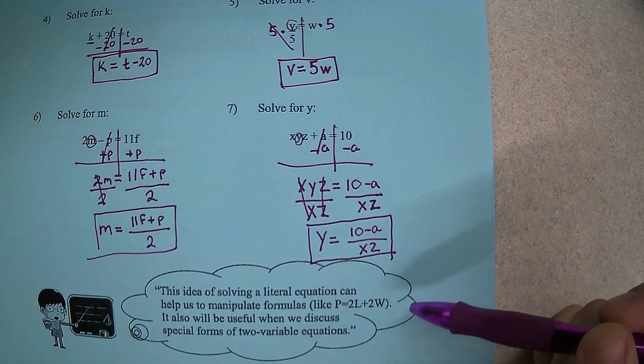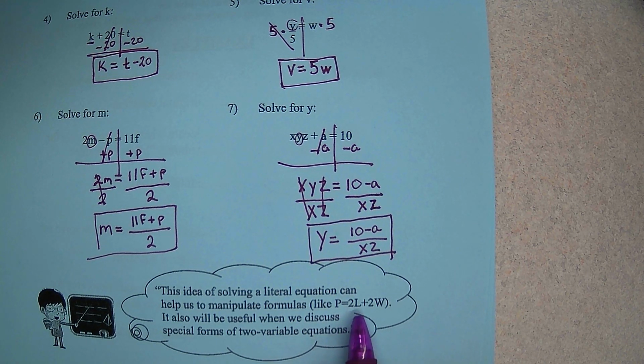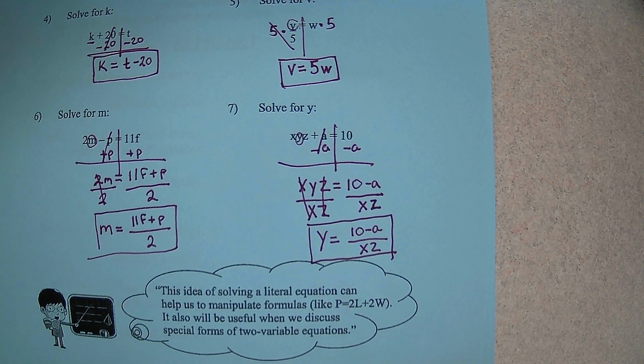Now the idea of this, as it says down here, is so we can manipulate common formulas. This is a formula for perimeter of a rectangle. The perimeter is equal to 2 times the length plus 2 times the w. Well, what if I know the perimeter and I know the width? We could use that to find the length. We're going to talk about other formulas that we can use to solve these with.